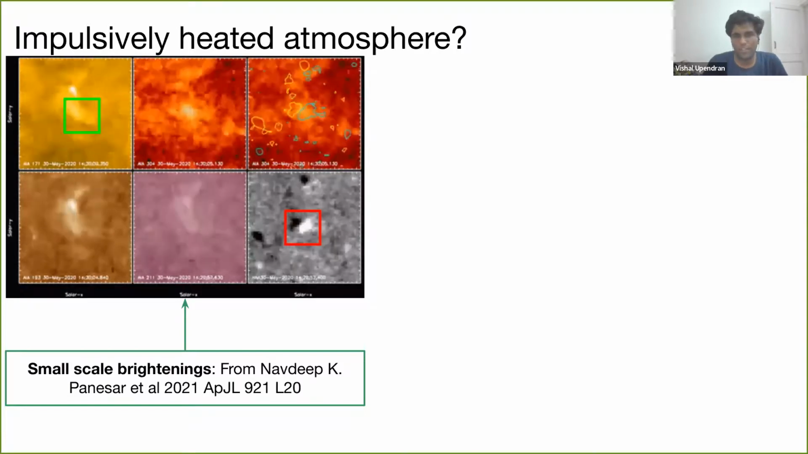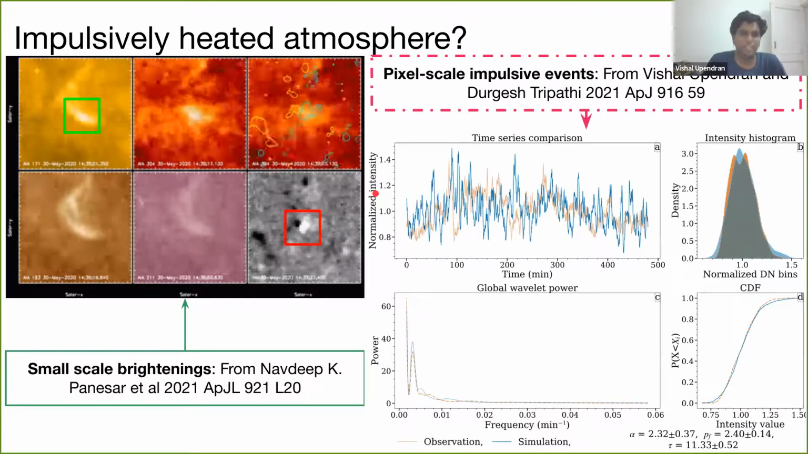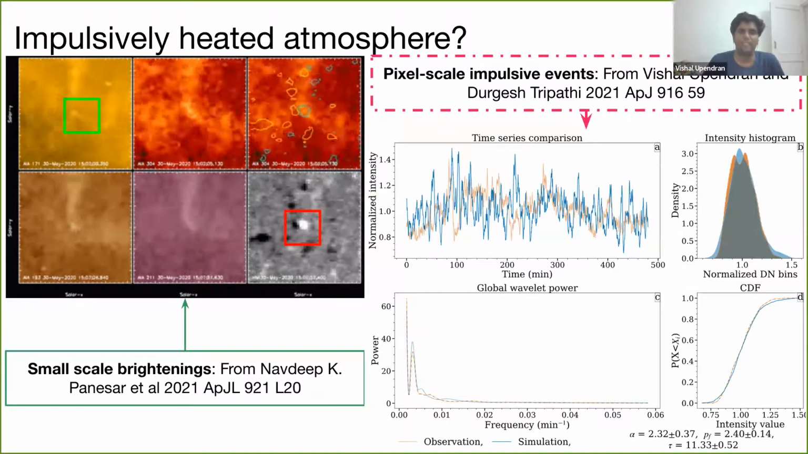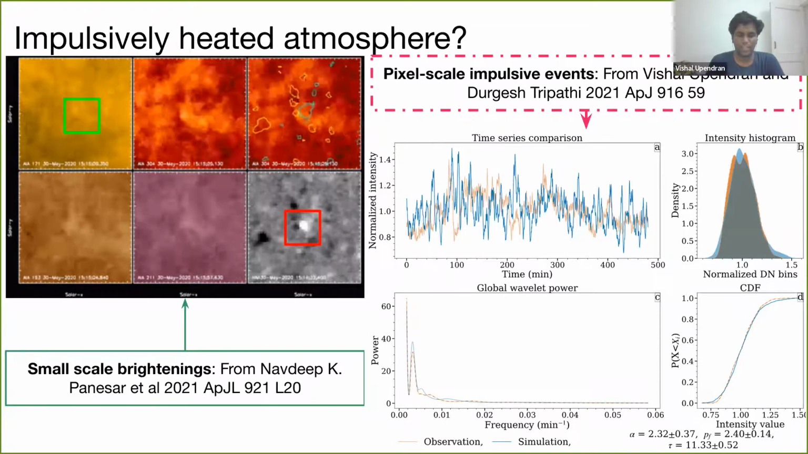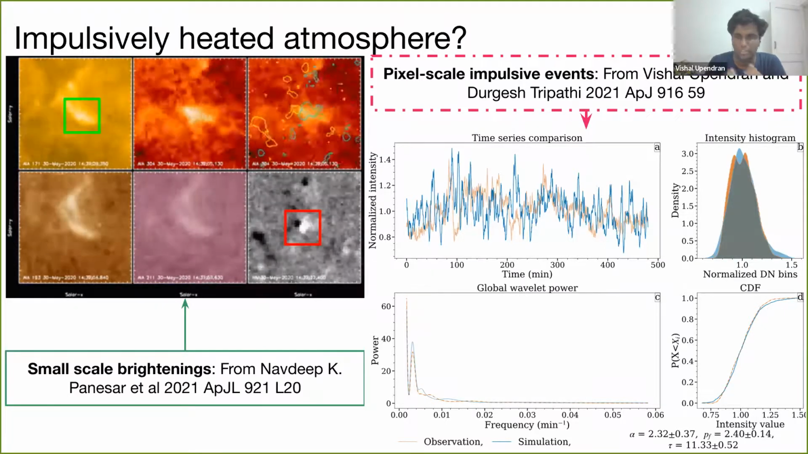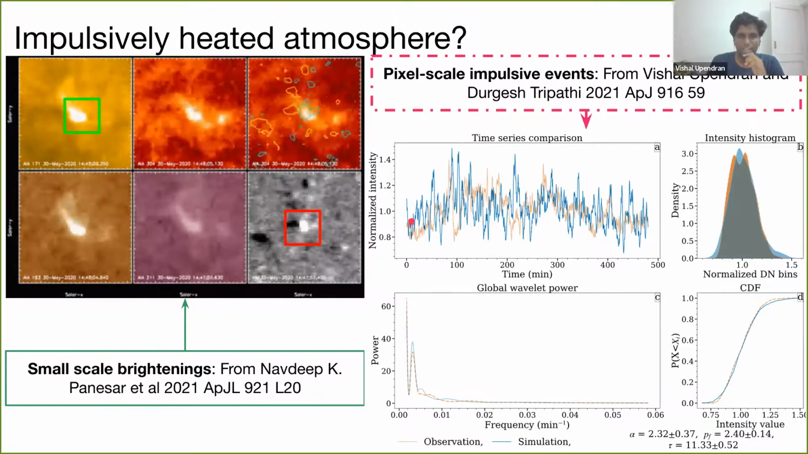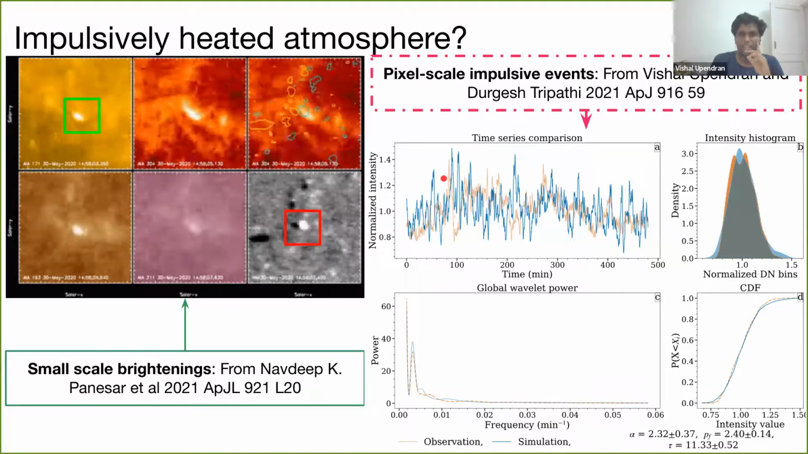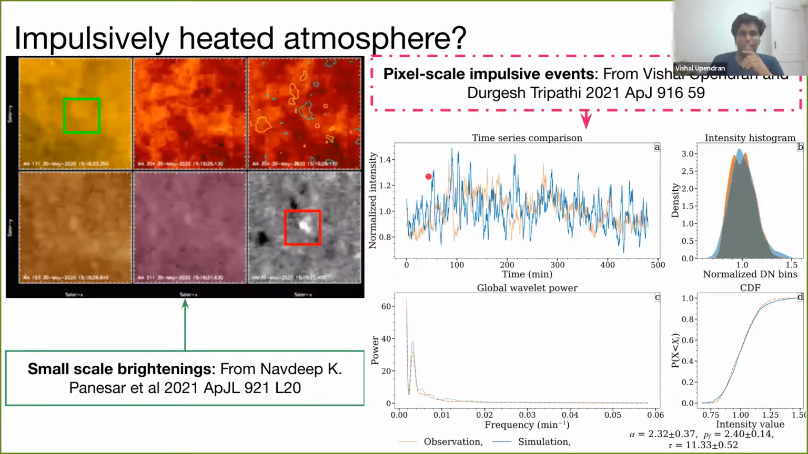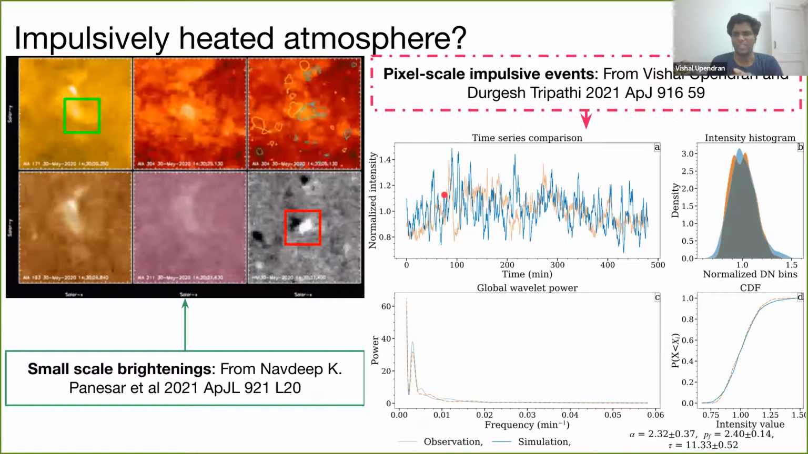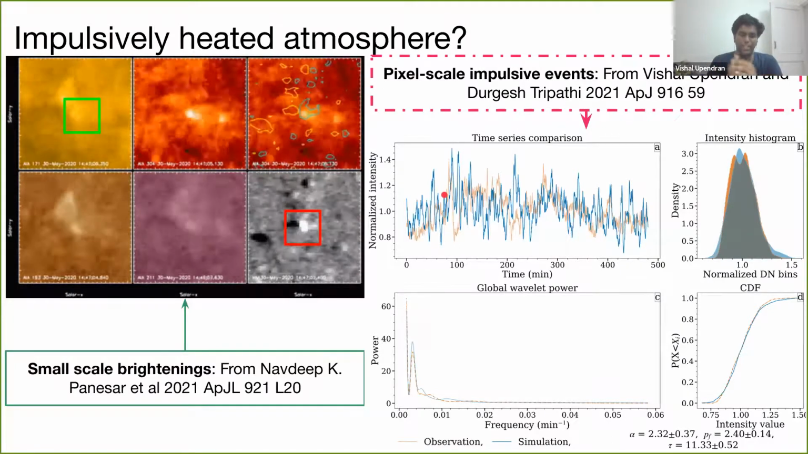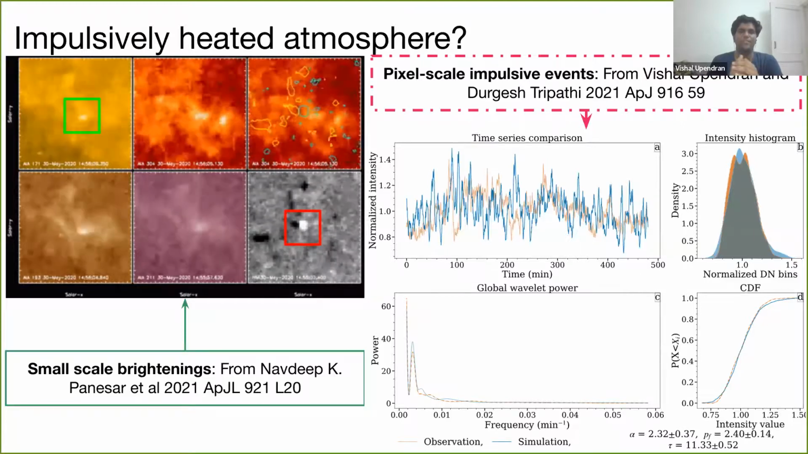So this is a work which we did sometime early this year, wherein we assumed an impulsively heated light model, and we were asking if a given light curve from a single pixel can be explained by such impulsively heated models. The orange light curve in the background corresponds to the observed light curve, whereas the blue light curve corresponds to the best fit simulation, if you want to think about it.